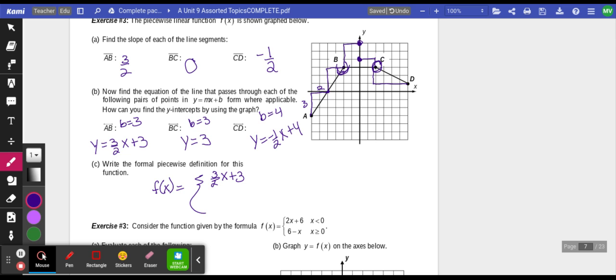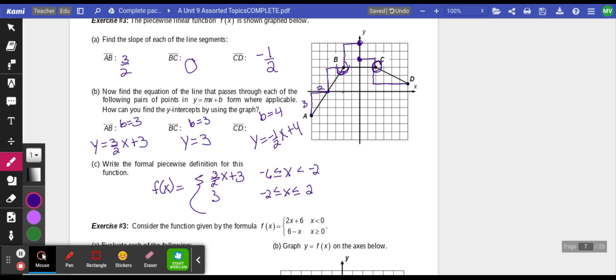So for 3/2 x plus 3, it starts when x is -6, and it's equal to, because that's a solid. And I'm going to say that it's less than -2, because again, I can't have two equations at one point. Then it's 3 from -2, and I'm going to say x is greater than or equal to -2 and less than or equal to 2. That's the part in the middle.